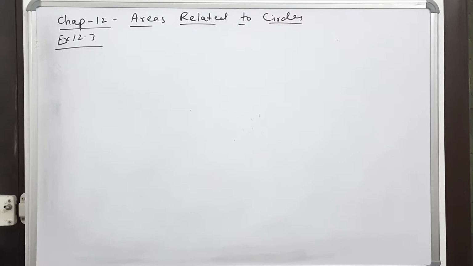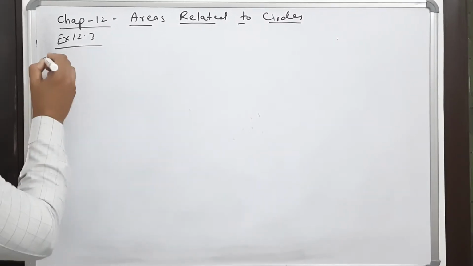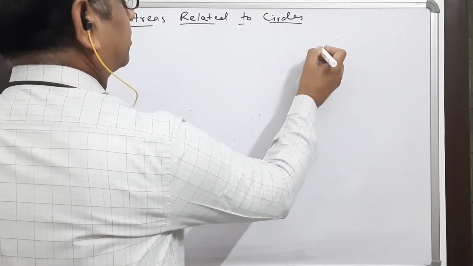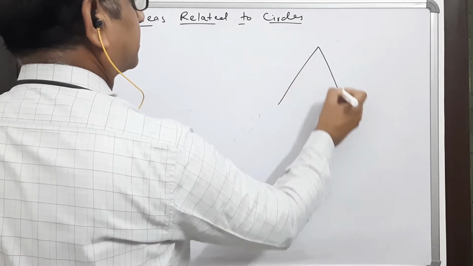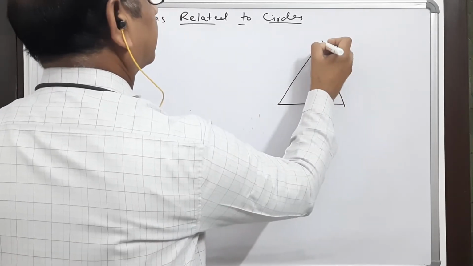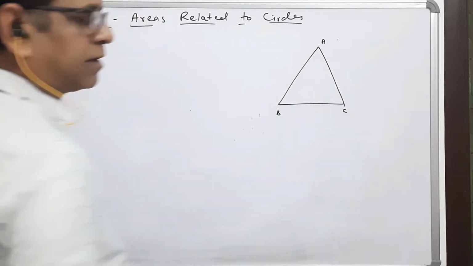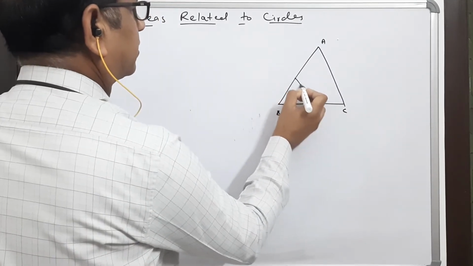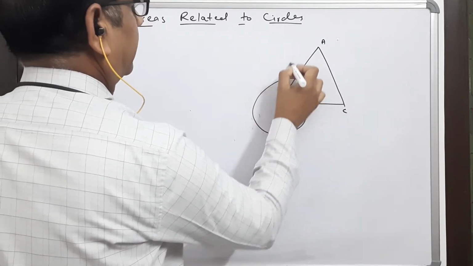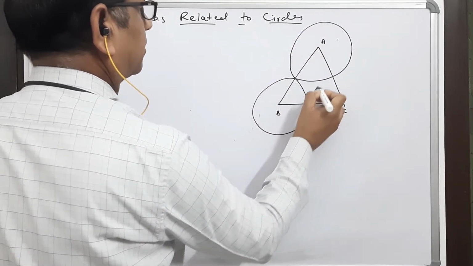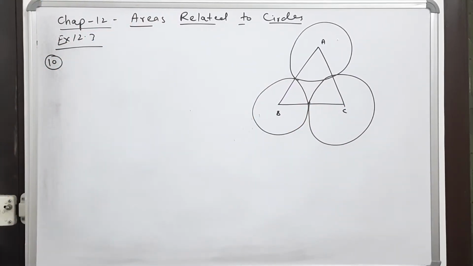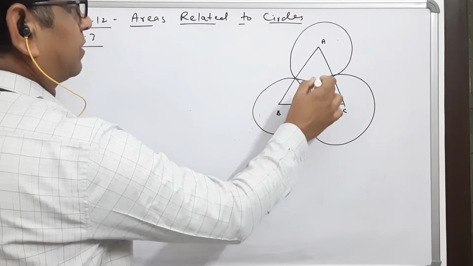Hello students, today I am explaining you problem number 10. Problem number 10 is the area of equilateral triangle. Please see this. This is the equilateral triangle ABC and circles are drawn at all the three vertices. Now you know we have to find this particular area.